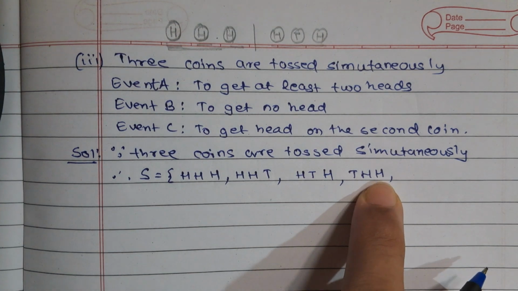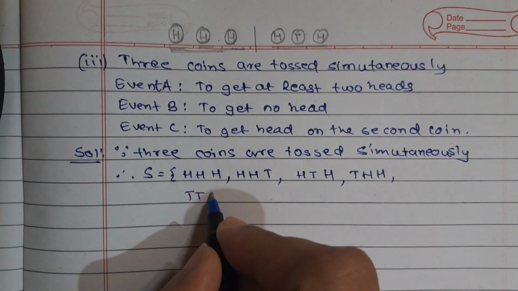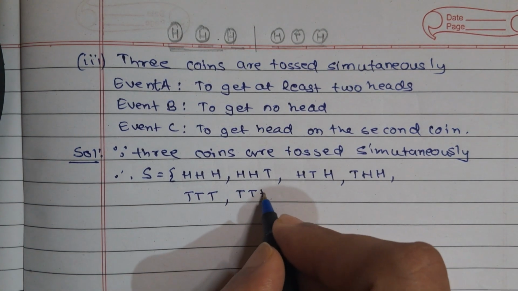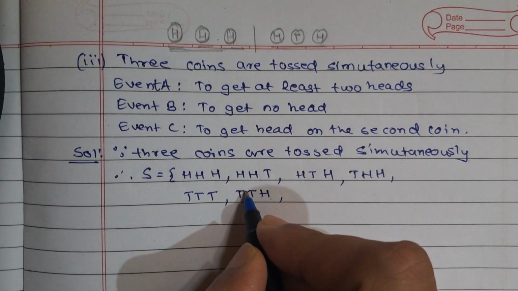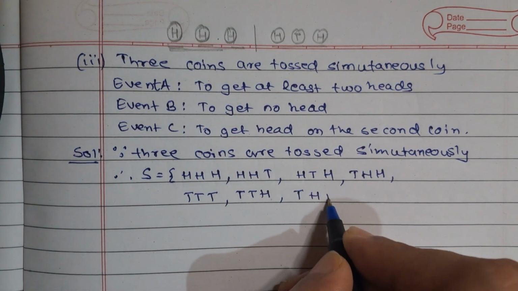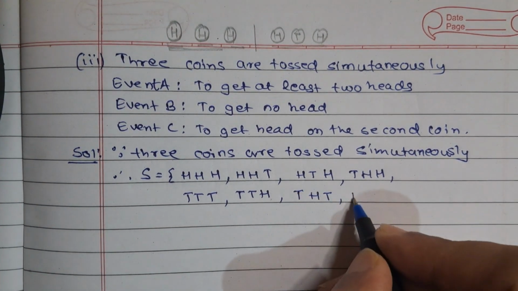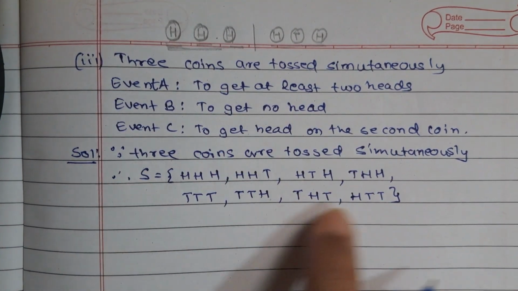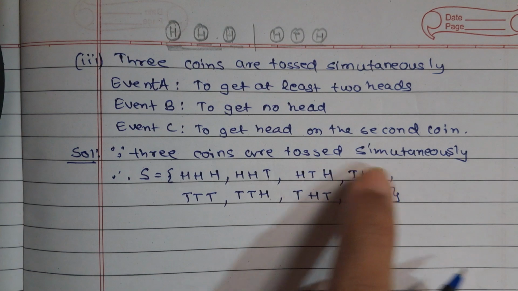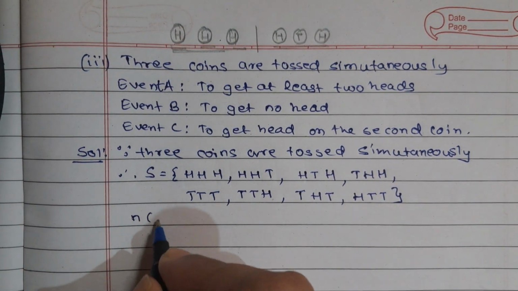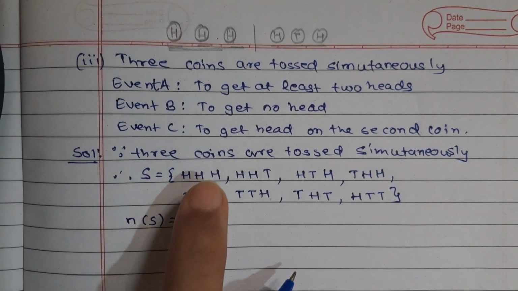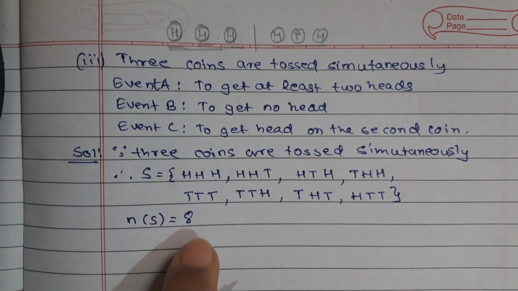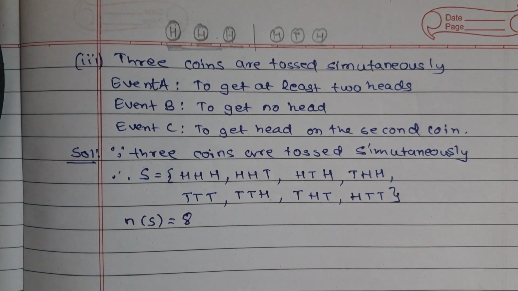Now we have to do the same thing with the tails. That means start with the tail in all the 3 coins. Then in the third position, replace the tail by head. Then bring this head over here in center. And finally bring this head in the first position. So finally you have all the possible combinations, and we are making sure that we are not missing out anything. Now it's time to count the values: 1, 2, 3, 4, 5, 6, 7, 8. So there are 8 elements in the sample space.